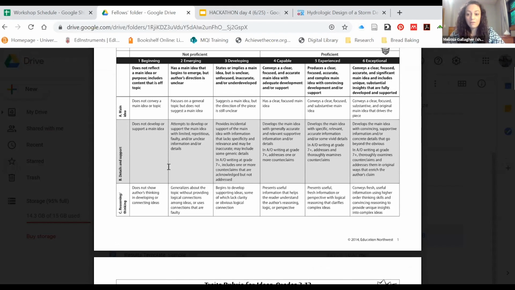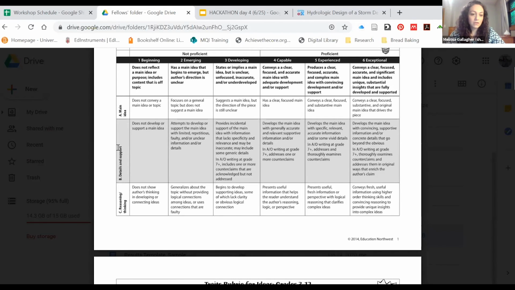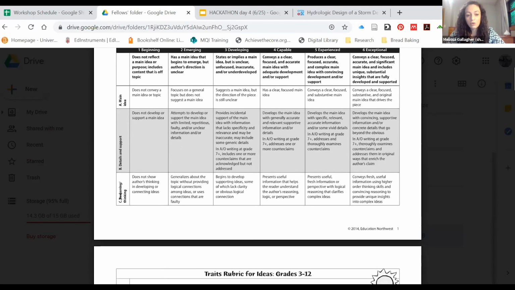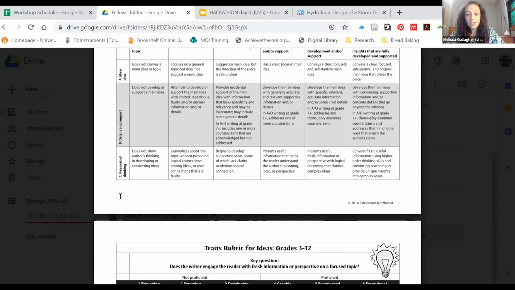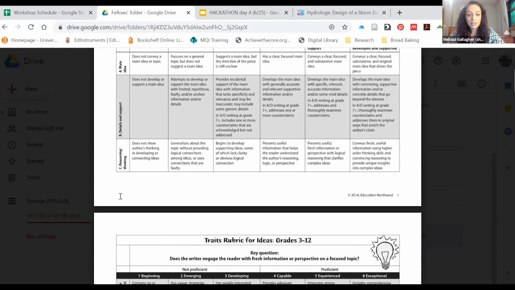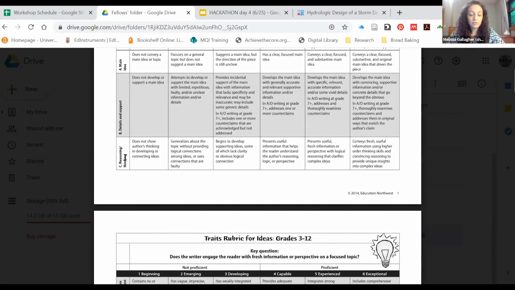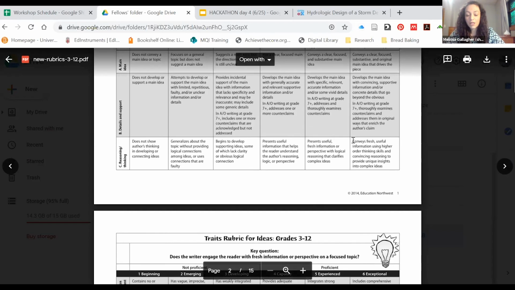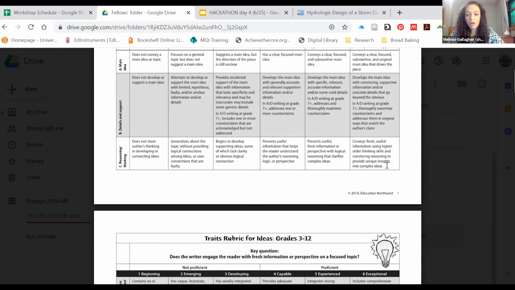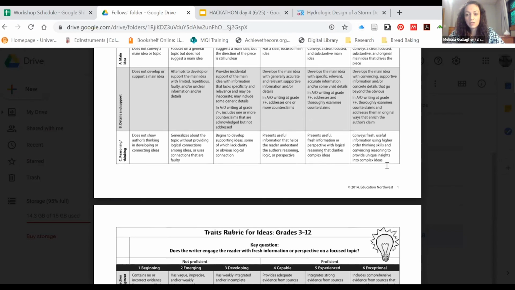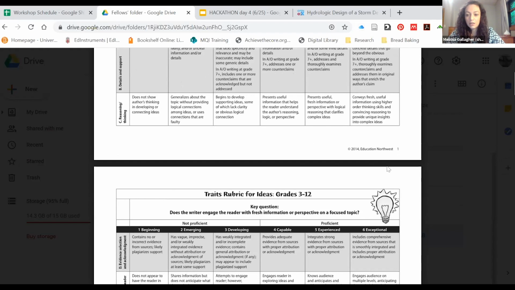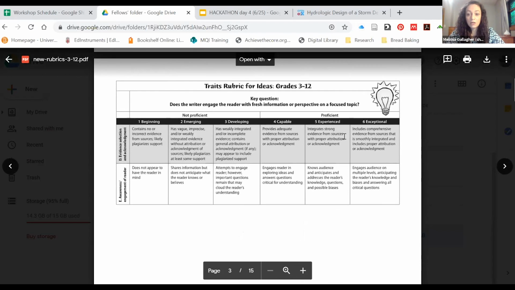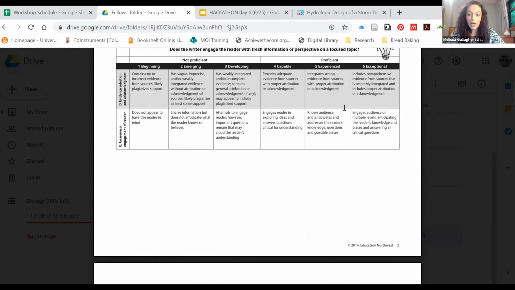And so I think a benefit of this is that each of the criteria is very specific, and you could pull specific criteria that would apply to your learning assessment or learning activity. So for instance, reasoning or thinking might be an important component to have in writing. And the top of the rubric here says conveys fresh, useful information using higher order thinking skills and convincing reasoning to provide unique insights into complex ideas. So I added these rubrics here. They're freely available on the web.